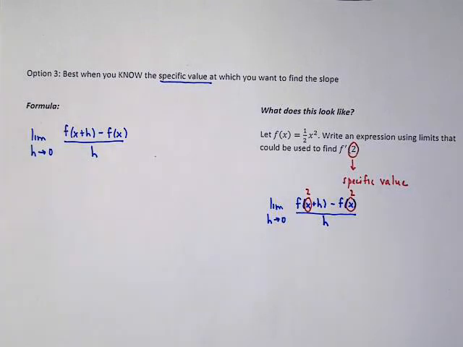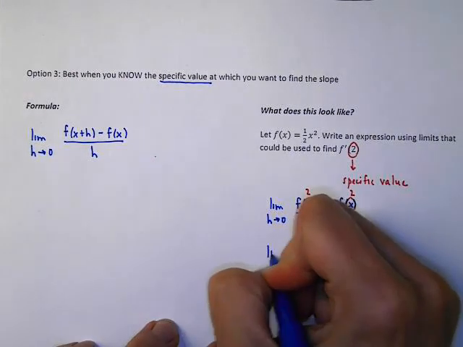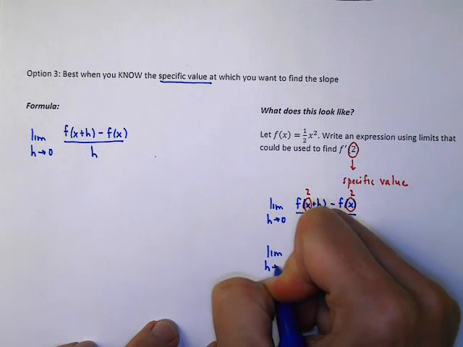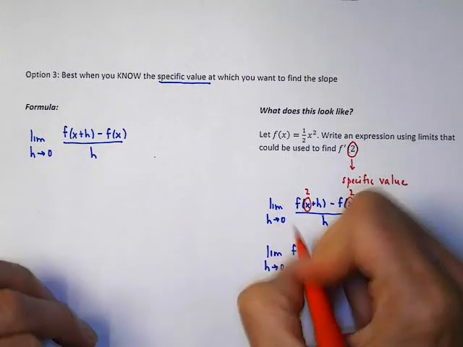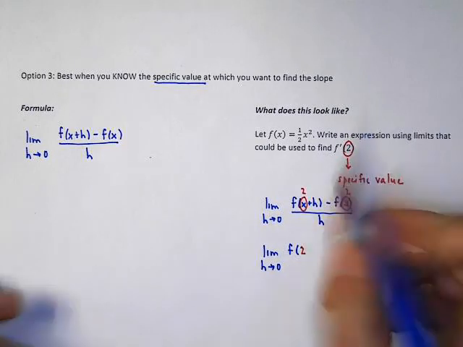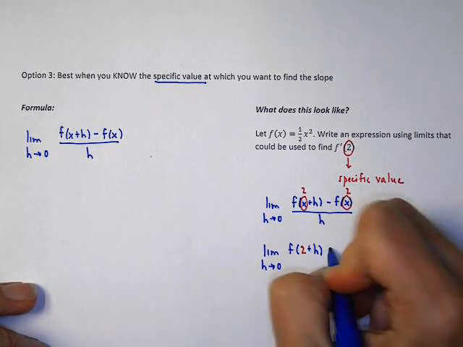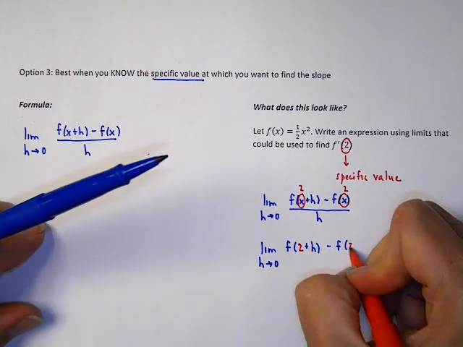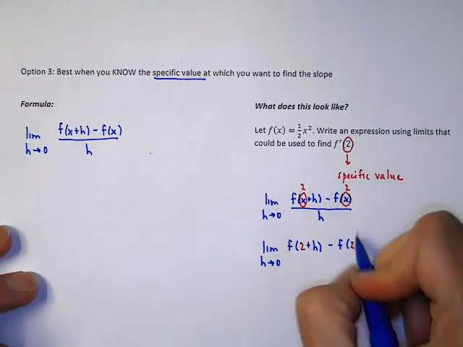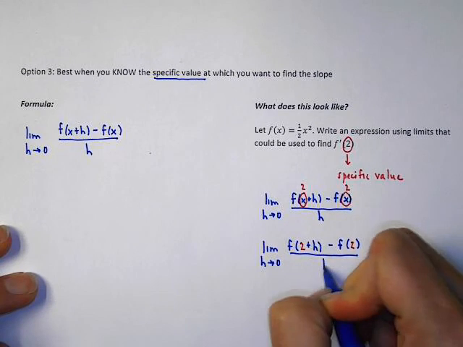So now when I go to plug this in, what I really have is the limit as h approaches 0 of f of 2 plus h minus f of 2 all over h.